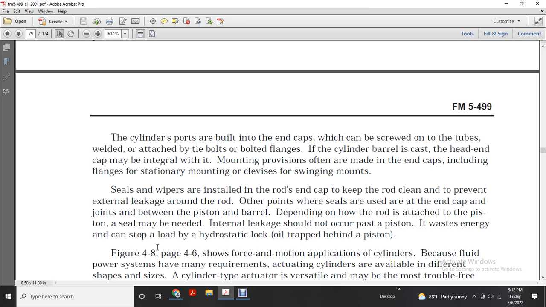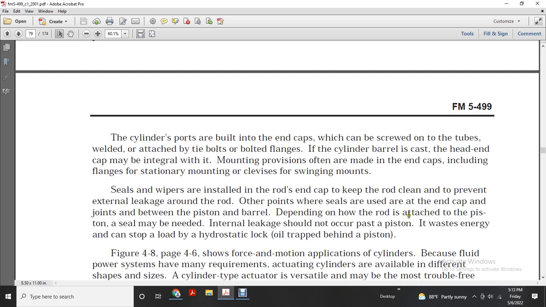The head end of the cap may be integral. Mounting provisions are often made with the end caps, including flanges, stationary mounting, clevises, swing motion. Seals and wipers are installed with the rod end cap. They keep the rod clean to prevent external leakage around the rod. Other points where seals are needed are the end cap, and the joint between the trim of the piston and barrel. Depending on how the rod is attached to the piston, a seal may be needed.